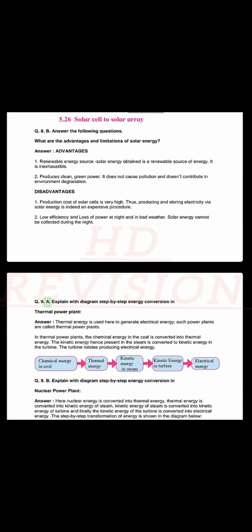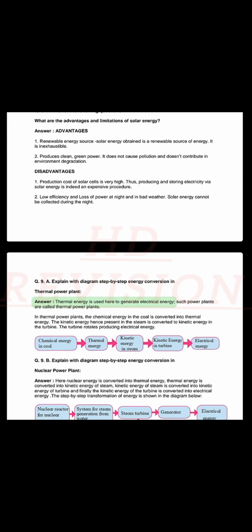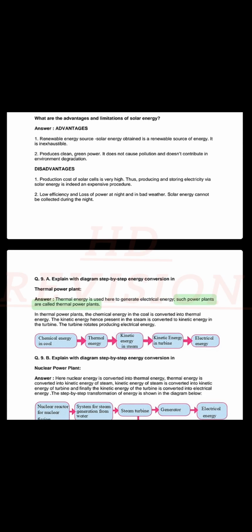Q. No. 9. A. Explain with diagram step-by-step energy conversion in thermal power plant. Answer: Thermal energy is used here to generate electrical energy. Such power plants are called thermal power plants. In thermal power plants, the chemical energy in the coal is converted into thermal energy. The thermal energy is converted into kinetic energy in the steam, which is converted to kinetic energy in the turbine. The turbine rotates producing electrical energy.